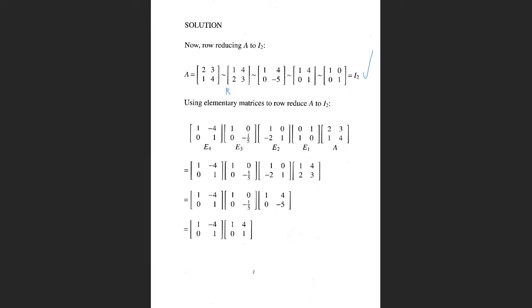So for instance here, what I did was I took row 1 and I swapped it with row 2. Here I took -2 times row 1, added that to row 2, and put the result in row 2.